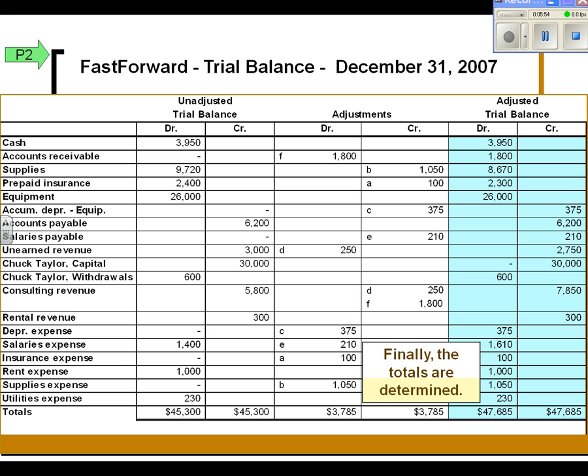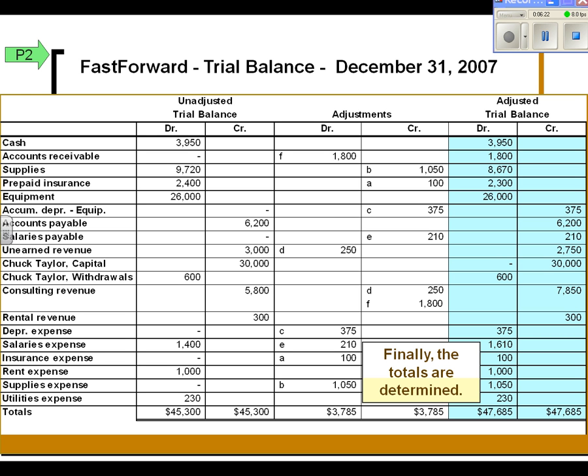Then there are two entries affecting that. They're credits, $250 and 1,800. I'm going to add my credits together, right? It's not like I have a credit and a debit and have to take the difference. This is a credit and then a credit in the adjustment column. And so I add those together, and in my adjusted trial balance, I'm going to have a total adjusted trial balance amount in the credit field of 7,850.